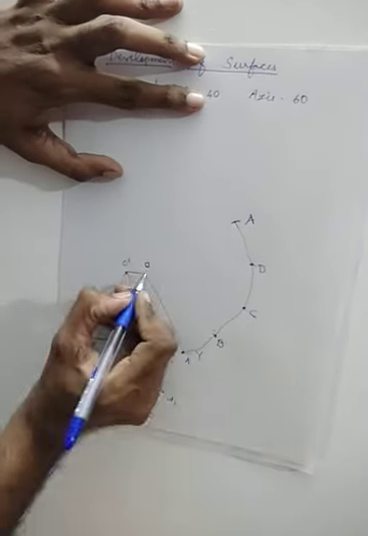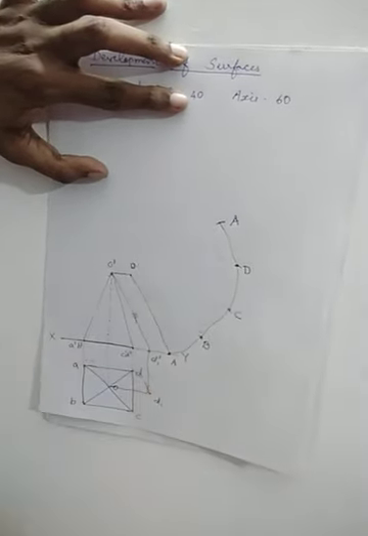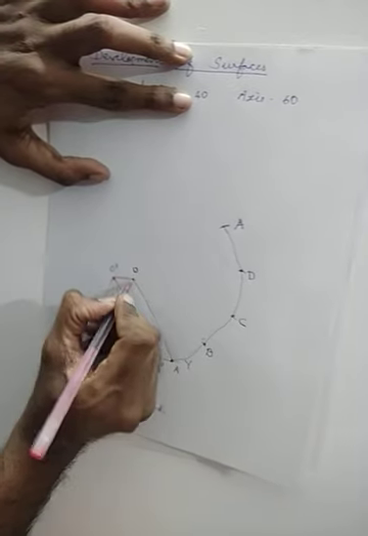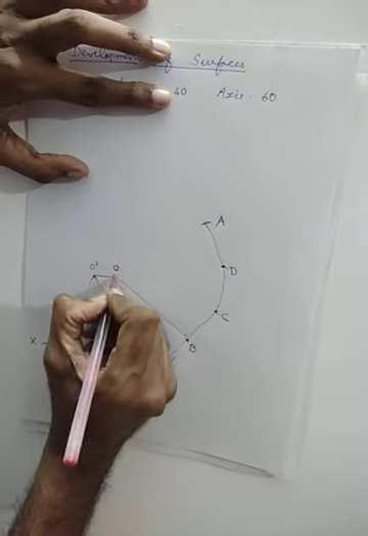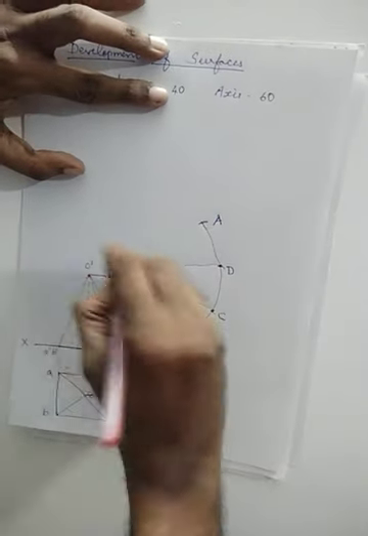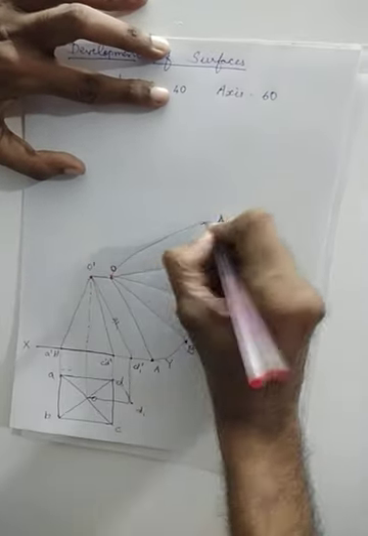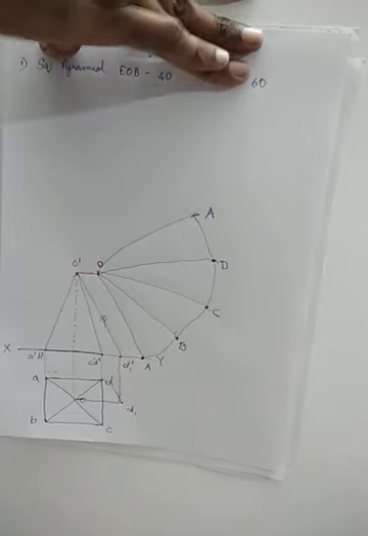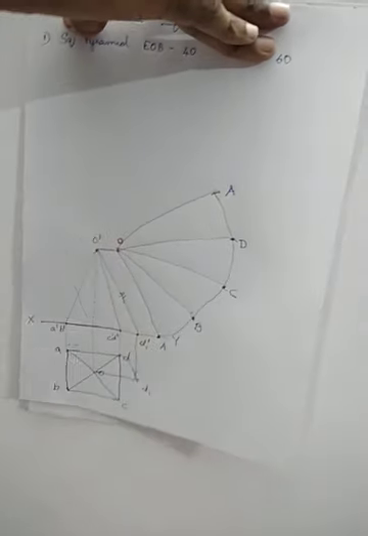And I will be joining capital O to all these points. I will be joining OB, OC, OD, and again I will be drawing OA. These are all I am drawing using red lines. So these should be drawn using a lighter line.